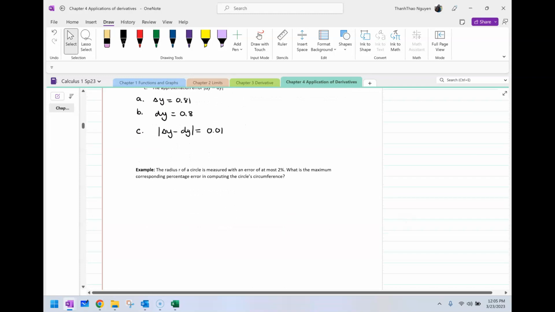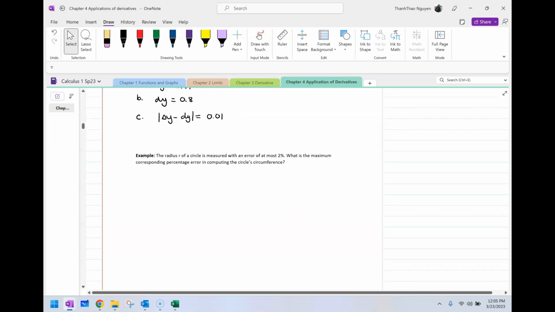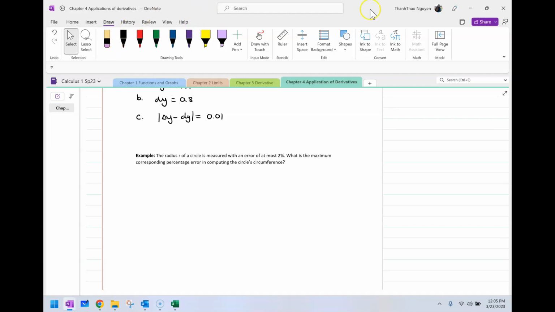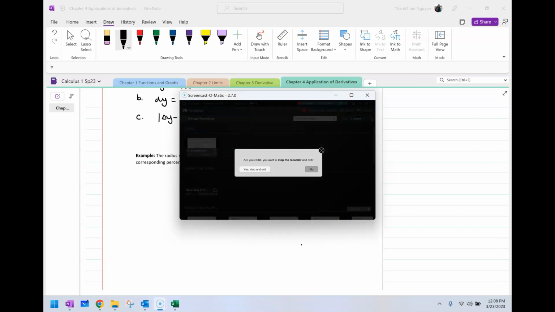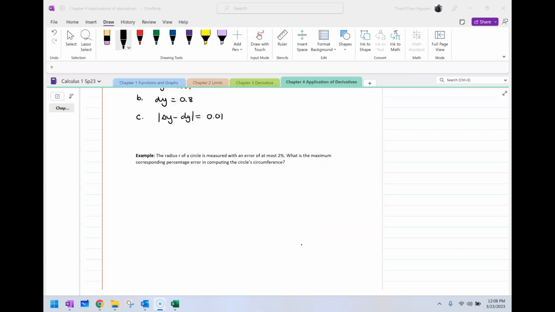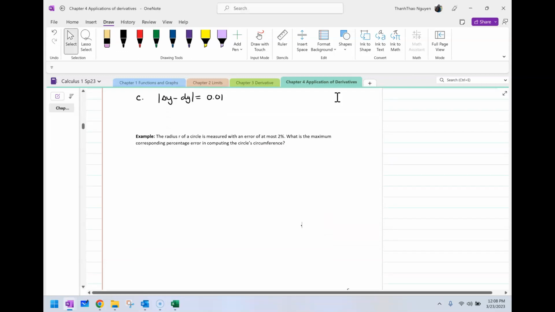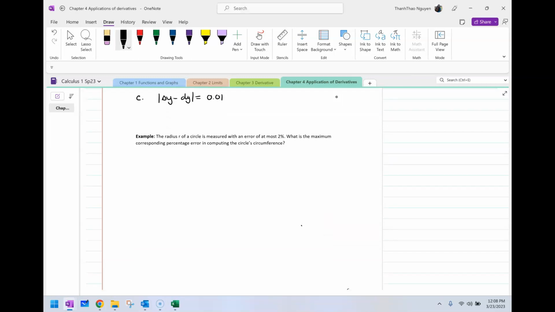Okay. And take a look at this next problem. The radius of a circle is measured with an error of at most 2%. What is the maximum corresponding percentage error in computing the circle circumference? So let's start with the error at most 2%. It means dr is at most 2%, so between negative 0.02 and 0.02.